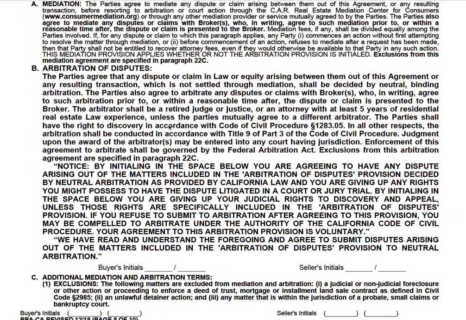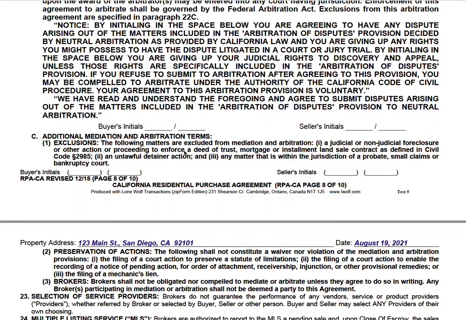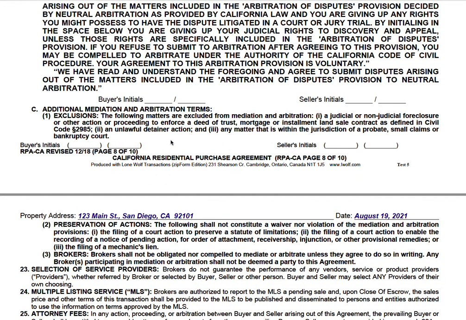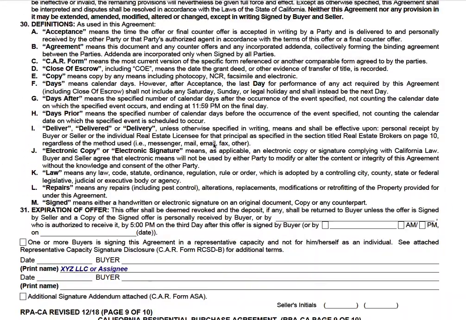All right, and we have a mediation arbitration clause. Both parties initial third time on page 8 of 10 down here at the bottom. We're almost done. Standard verbiage.